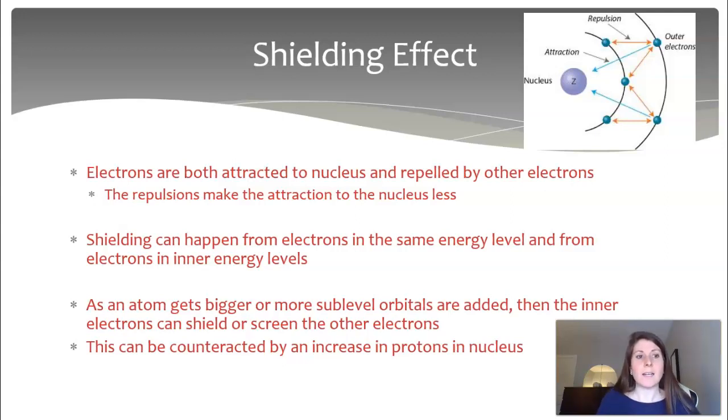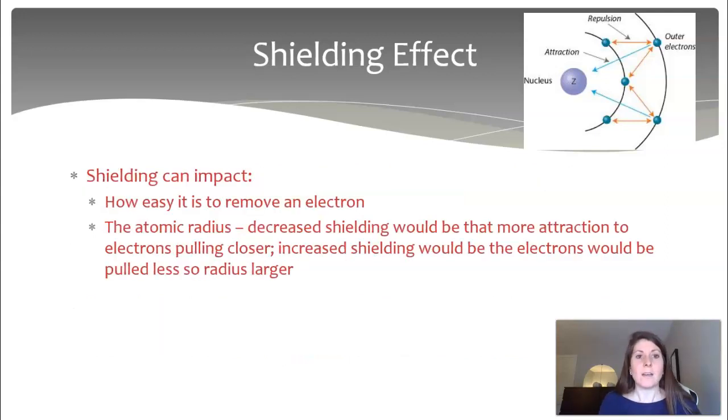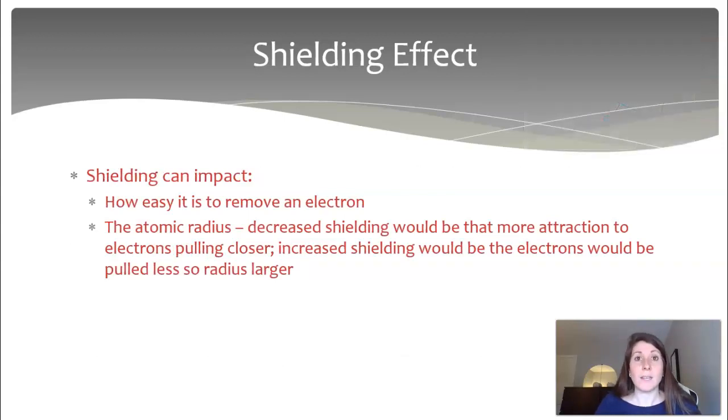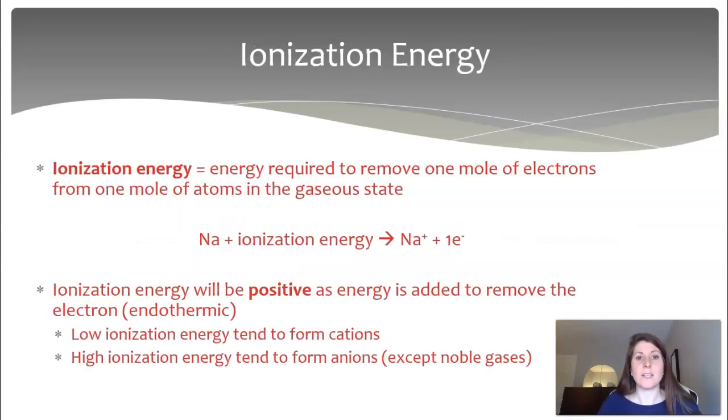This can be counteracted by an increase in protons in the nucleus. As you increase protons, it's going to have a greater pull on the electrons, and so it might impact it and balance it out. Again, shielding impacts how easy it is to remove an electron, and then also impacts that radius as well. Let's go ahead and take a look at ionization energy.